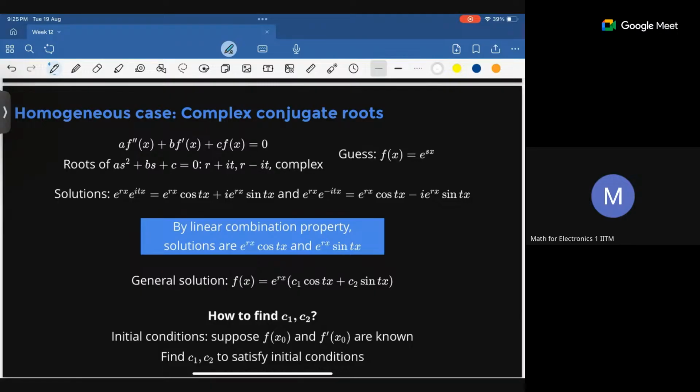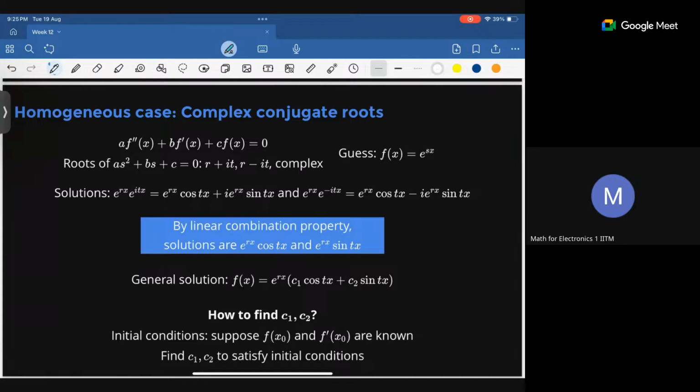Right, so s can be some r plus it and r minus it. So s1 is r plus it, s2 is r minus it. And the solutions are e power s1 t and e power s2 t. So if I just substitute them, so this is e power sx, sorry. Right, so e power sx. Then if I substitute s equals r plus it, we'll have e power rx times e power itx. So e power itx, using Euler's formula, we'll have cos tx plus i sin tx.